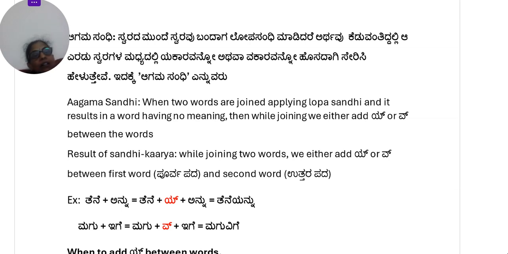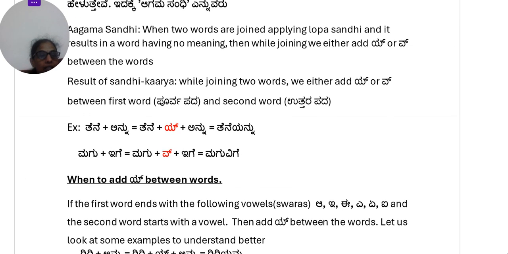Okay. So now Lopa Sandhi and Agama Sandhi are called Swara Sandhis, because in both the cases, the first word is ending with a Swara and the second word is starting with a Swara. Now let us look at the example here, then you will understand better. So, Tene Annu. When you are trying to join Tene Annu, it will become Tenannu if you are trying to apply Lopa Sandhi, which has no meaning. So you cannot apply Lopa Sandhi.